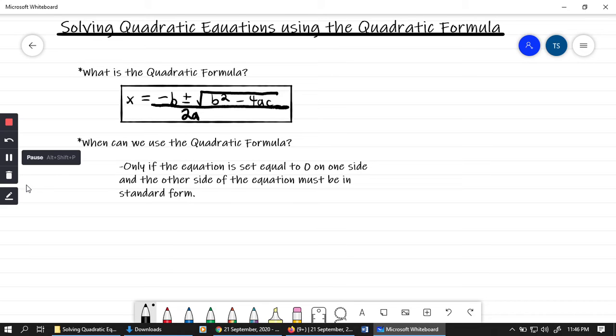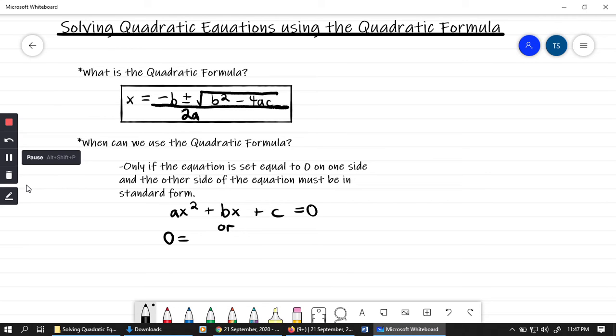For those who don't remember what standard form of a quadratic expression looks like, it's got to be in this form: ax squared plus bx plus c equals 0. Now, it can either look like that with the 0 on the right side, or it can look like this with 0 on the left side.